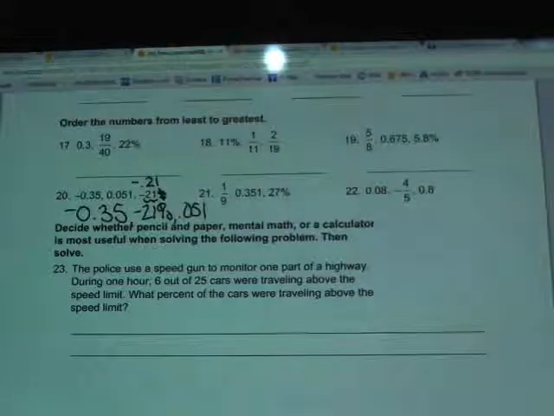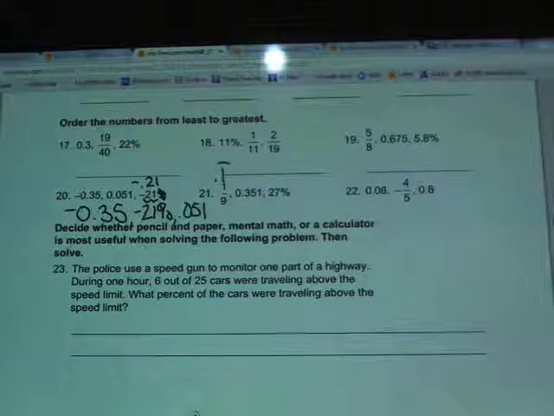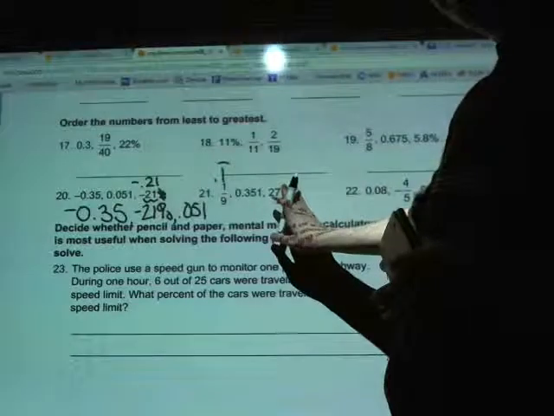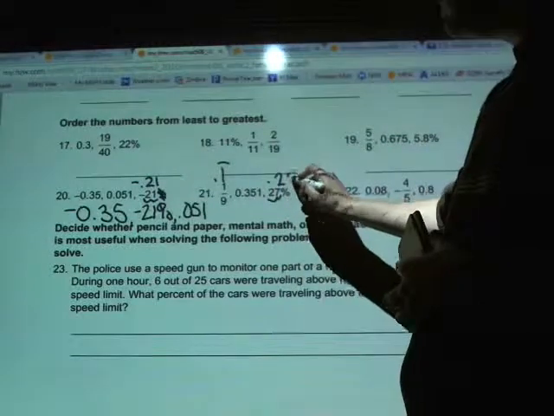Okay, in 21 we've got 1/9, 0.351, and 27%. So with 1/9, to get that to a decimal, we divide 1 by 9, and that's 0.1 repeating. And 27% also needs to be changed. Again, we're going to get rid of the percent sign and move the decimal 2 times to the left. So that's going to be 0.27.